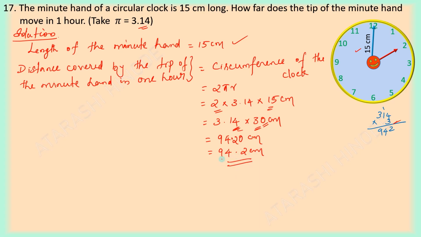That is the distance covered by the tip of the minute hand in 1 hour. It is equal to 94.2 centimeters. Hope it is clear to you.